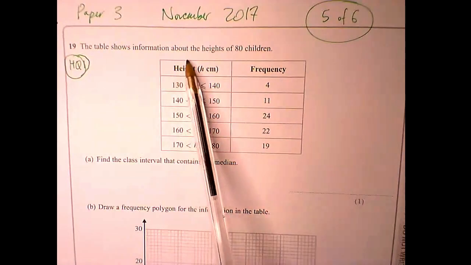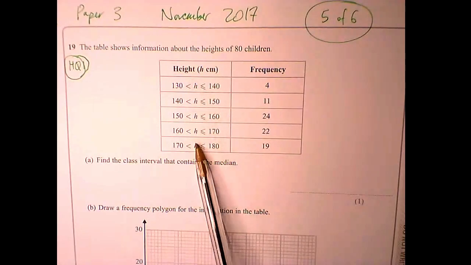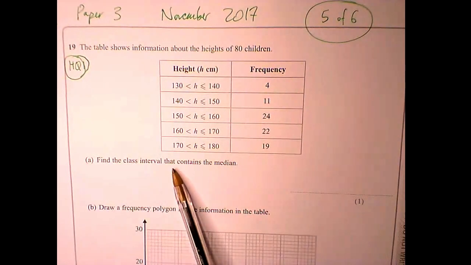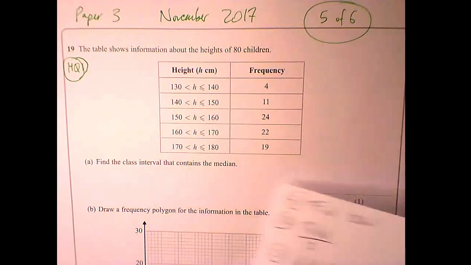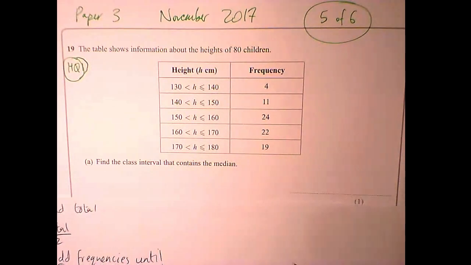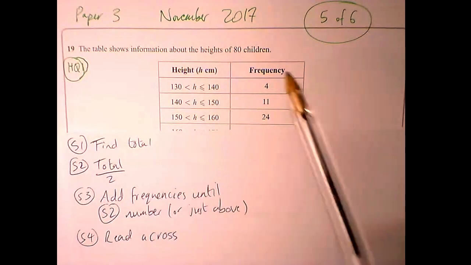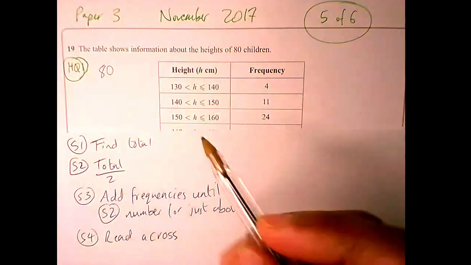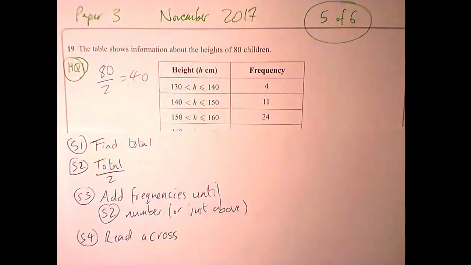The table shows information about the heights of 80 children. So we've got our height class interval here, and then our frequencies. Find the class interval that contains the median. Similar to before, our steps are: step 1, find the total. So my total again is 80. Step 2, I divide the total by 2, which gives me 40. So again, same numbers.